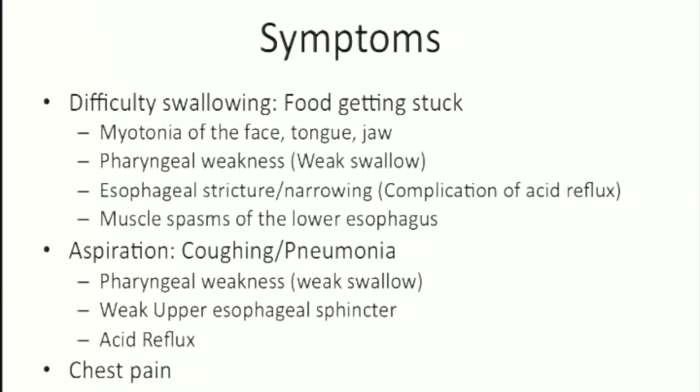Narrowing or stricture of the esophagus can occur because of a complication of acid reflux. Or more recently, we're seeing evidence of spasming of the lower esophagus muscles. Aspiration, coughing, or pneumonia because of aspiration can be due to pharyngeal muscle weakness. With swallowing, the food goes down the wrong pipe, and rather than going down into the esophagus and stomach, it goes into the lungs. This can be because of a weak upper esophageal sphincter and acid reflux, where contents from the stomach come up into the esophagus and then end up in the lungs, especially at night while sleeping, or chest pain because of acid reflux.